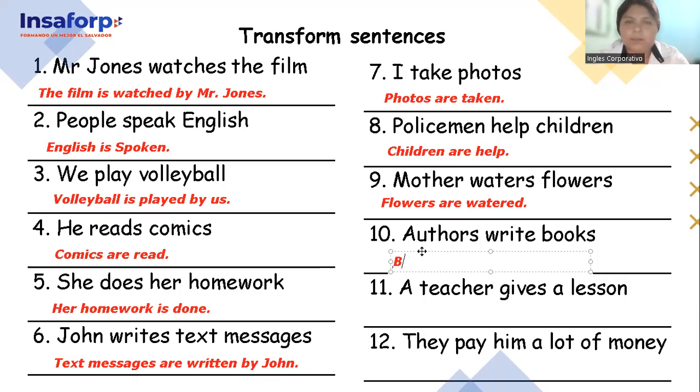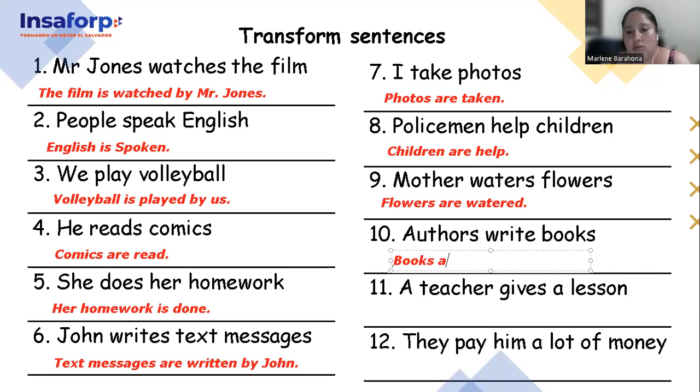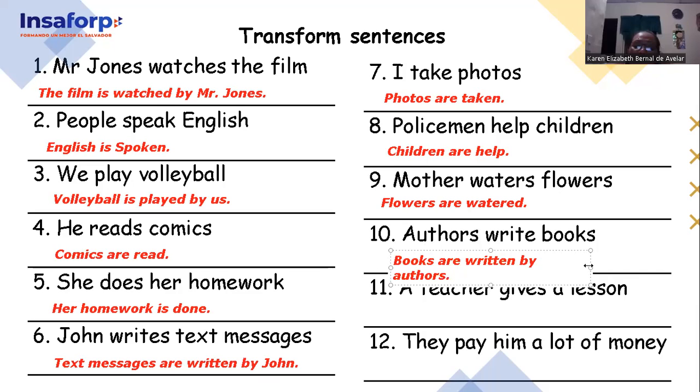You have a clue. Books are written. By? Authors. Okay, by authors.